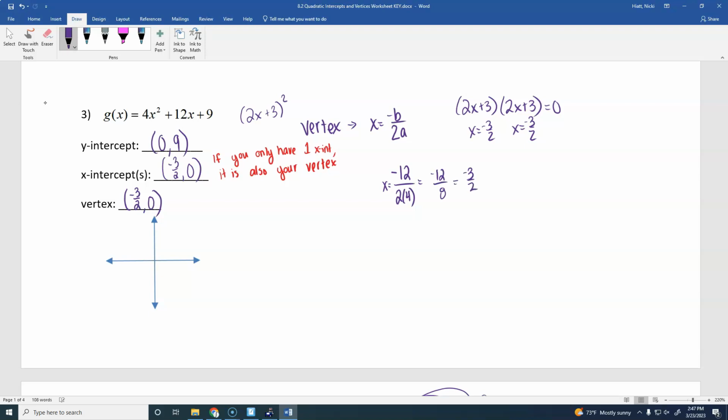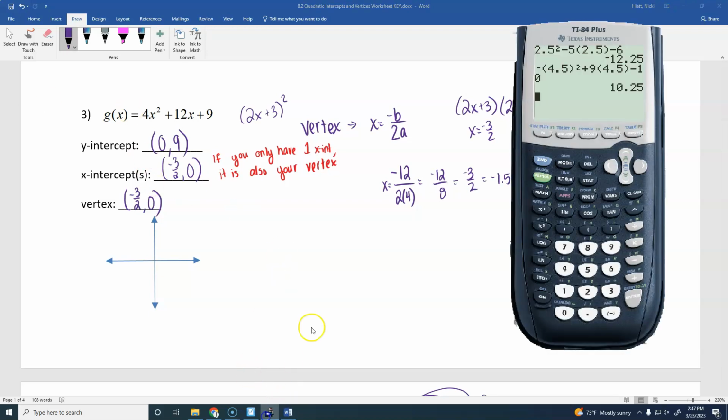All right. And then if I take -3/2, it's going to be easier to plug into the calculator if I make that -1.5. So if I do 4 times 1.5 squared plus 12 times 1.5 plus 9, like I was doing the other problems, oh, I'm sorry. I've messed up.